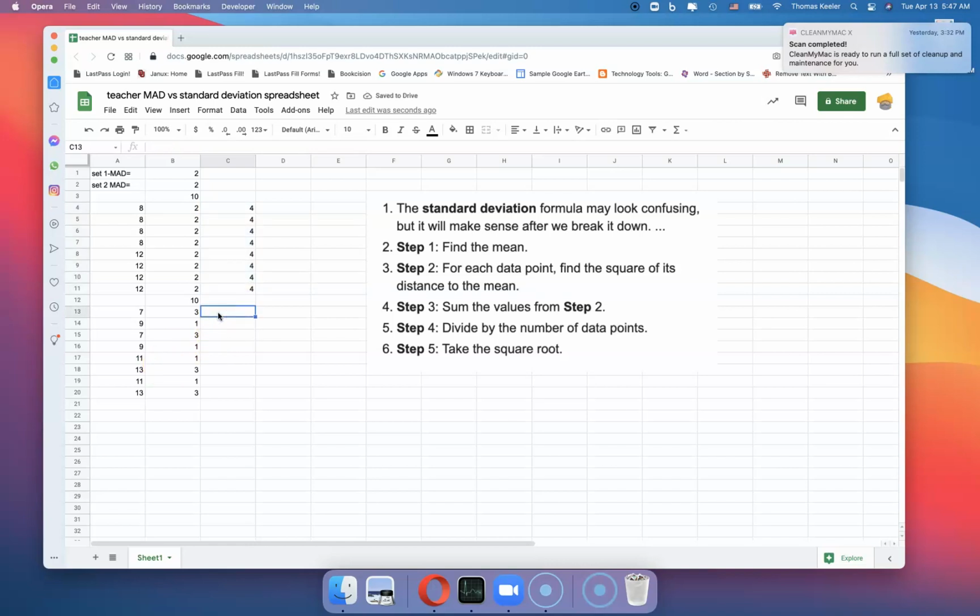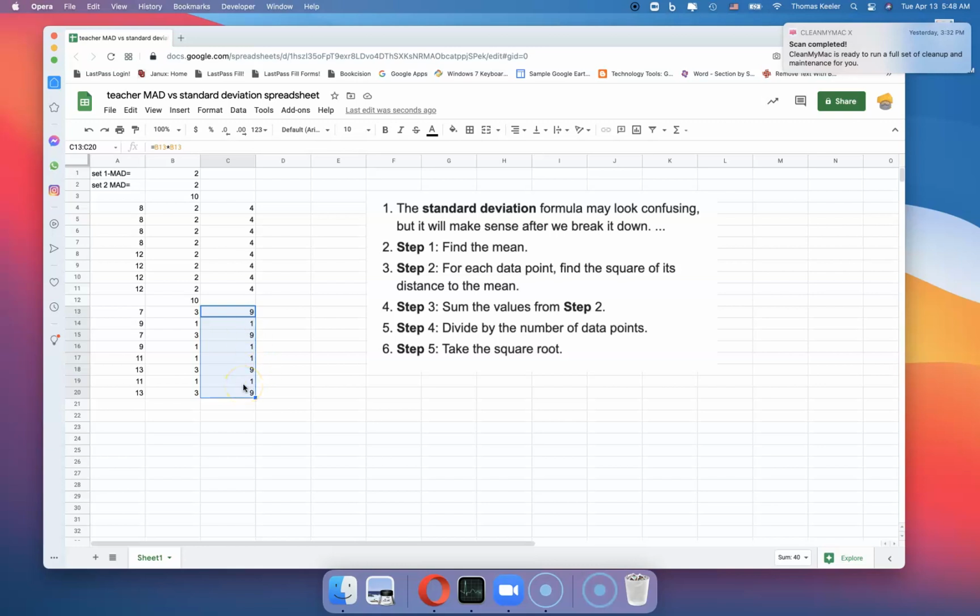So everything's 4. Now let's go down to the second set. We're going to do the same thing: equals B13 times B13. Okay? 9. That's what we expect, right? So now you begin to see the difference. Before, when we had all 2s, we had all 4s. When we have different data, look at how the 3 has a much bigger impact than the 1. 9 versus 1.